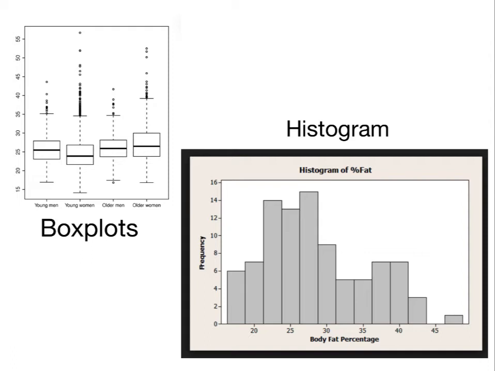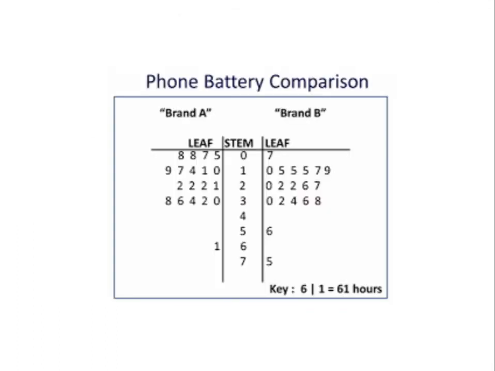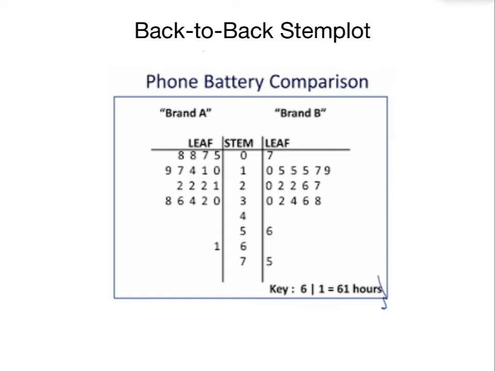Here are some examples of graphs that we'll be doing that involve quantitative data, numerical data. On the left, we have box plots. These are some side-by-side box plots. And then on the right, toward the bottom, we have what's called a histogram. And then finally, here we have a stem plot. And this one exactly is called a back-to-back stem plot. Notice how it has a key here at the bottom. It's very important that for back-to-back or stem plots, you include a key.